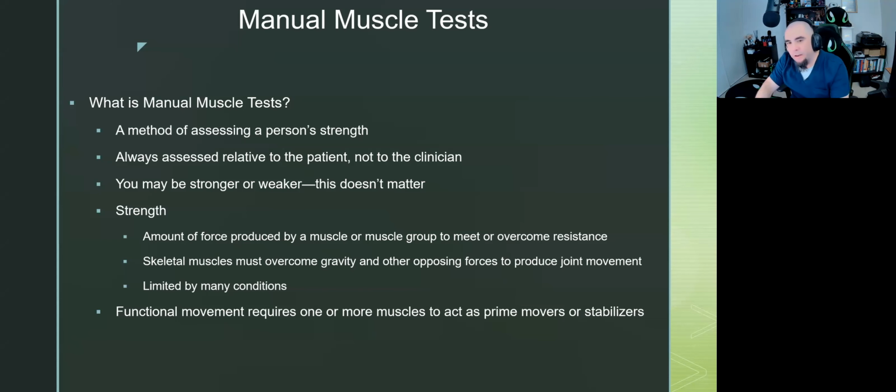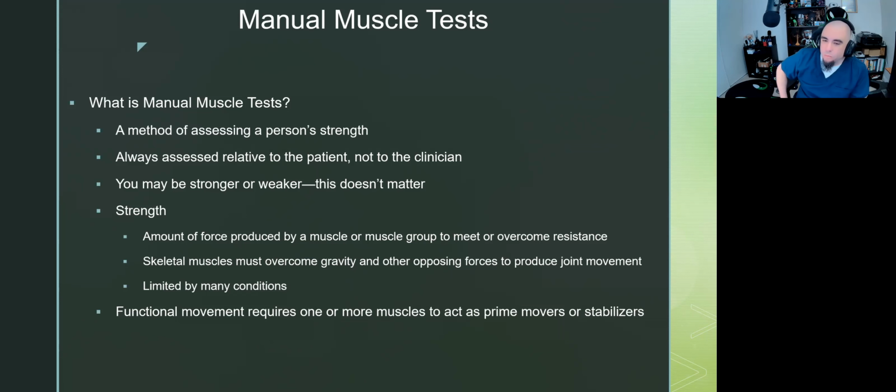All right, so we kind of finished off talking about goniometry. So now we're going to start talking about manual muscle testing. And what is manual muscle testing? Well, if goniometry is measuring the range of motion, manual muscle testing is measuring the strength of the patient. It's assessing the person's strength.